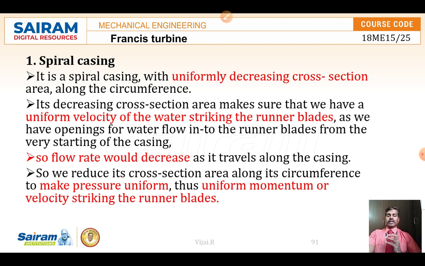So when the water enters, striking the runner blades through the guide vanes, it goes inside, and the flow rate decreases as it travels along the casing. So we reduce the cross section of the casing to make the pressure uniform and the momentum uniform. After it gets guided by the guide vanes and strikes the runner blades, the velocity will be uniform, right? So this is the function of the casing.